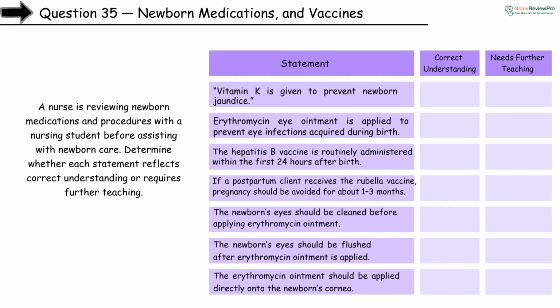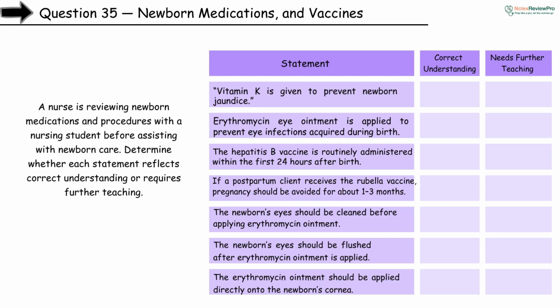First, let's understand how to approach this matrix. You are given several statements, and for each one, you must decide, does this reflect correct understanding, or does this require further teaching? So think of this as a safety check. If the statement is accurate and safe, then correct understanding. If it contains incorrect information or unsafe practice, needs further teaching. Now let's go through each statement.